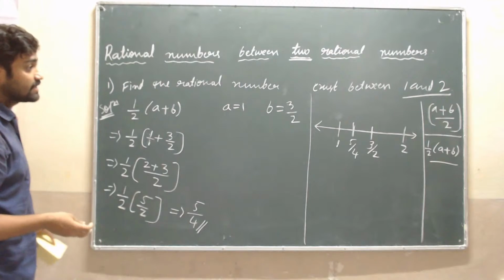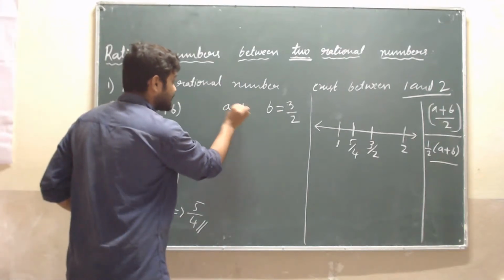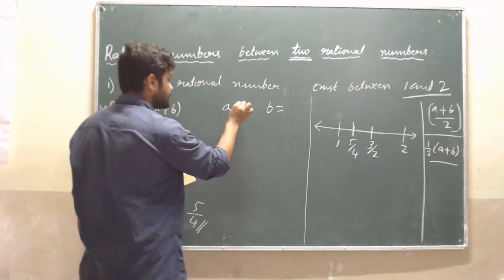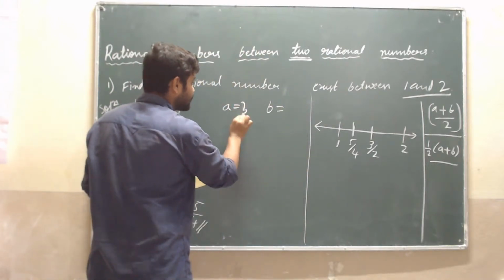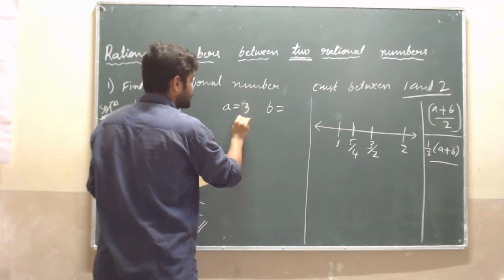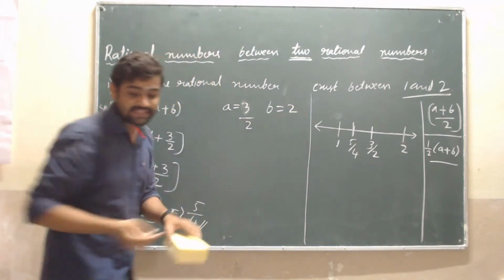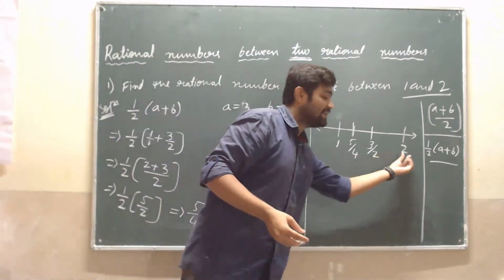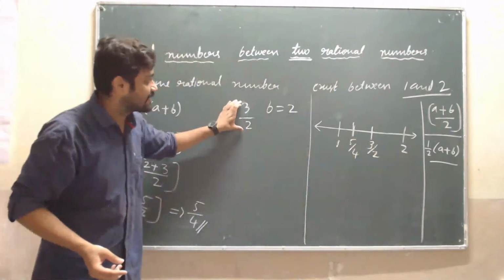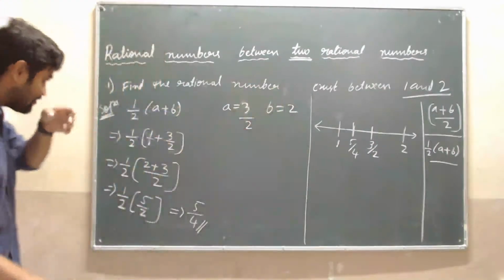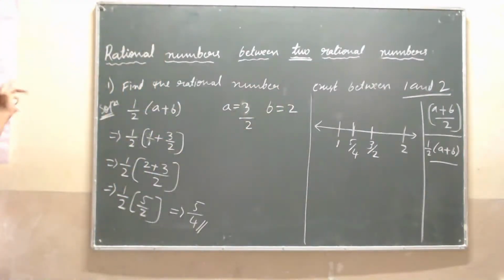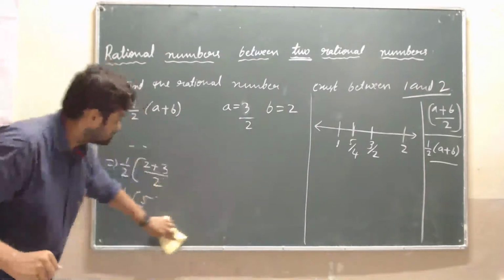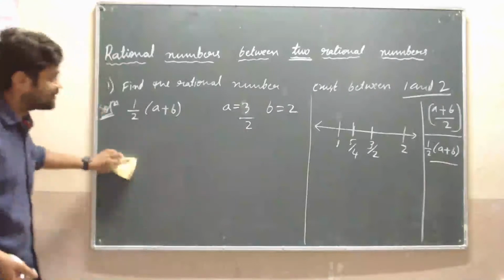Let's take one more. Here I will take a equal to 3 by 2 and b equal to 2. Why, sir? Because we are finding the rational numbers between 3 by 2 and 2. Substitute the values of a and b here.